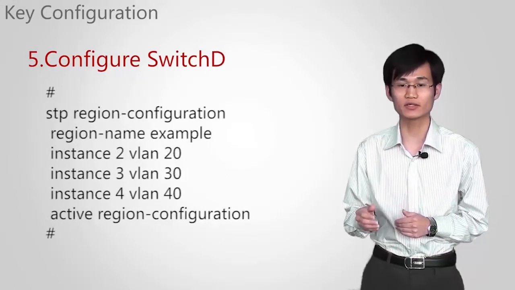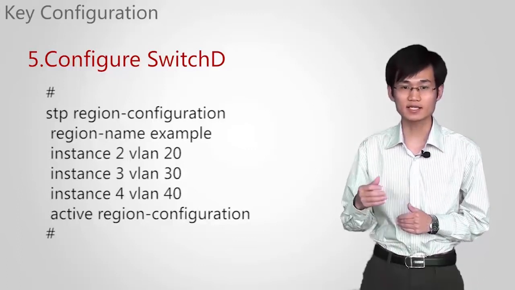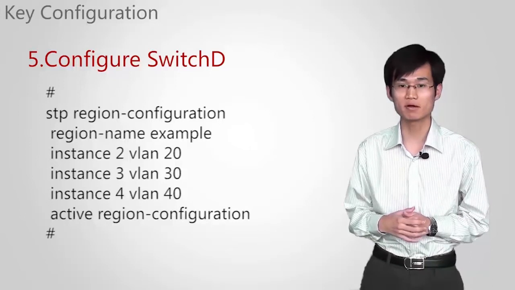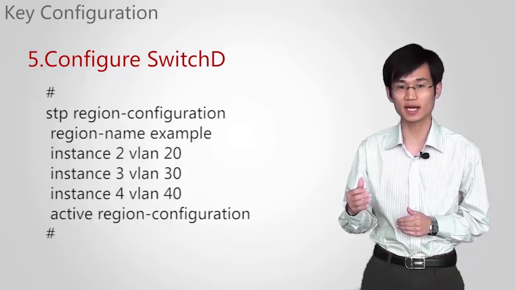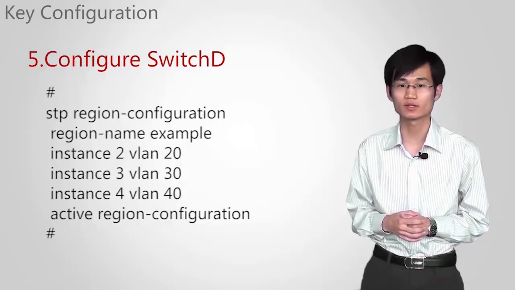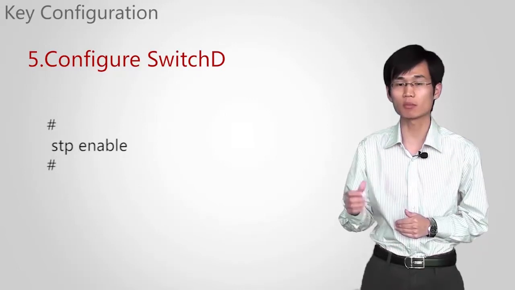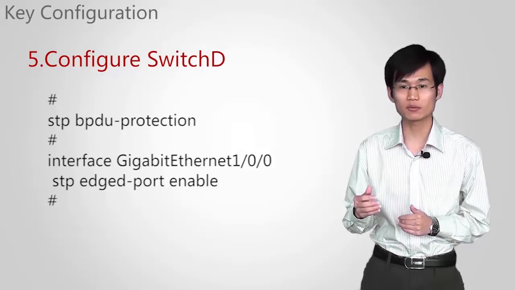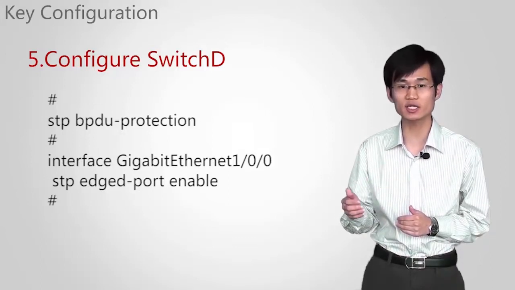Fifth, configure Switch D. Set the name of an MST region to example. Map VLAN 20 to MSTI2, VLAN 30 to MSTI3, and VLAN 40 to MSTI4. Enable STP globally. Configure GE0/0/1 as an edge port and enable BPDU protection on the port.